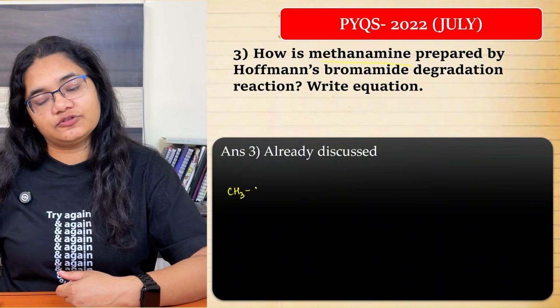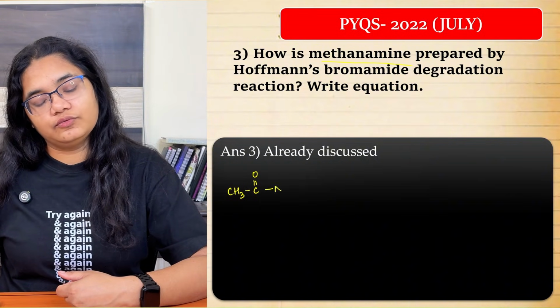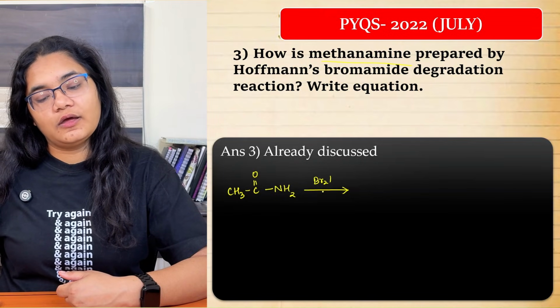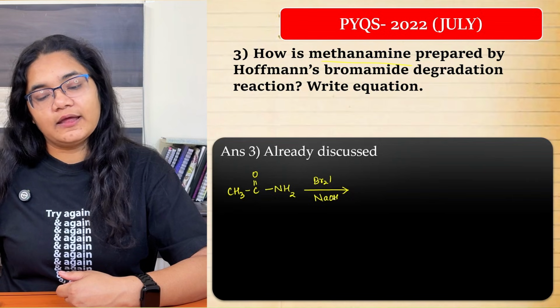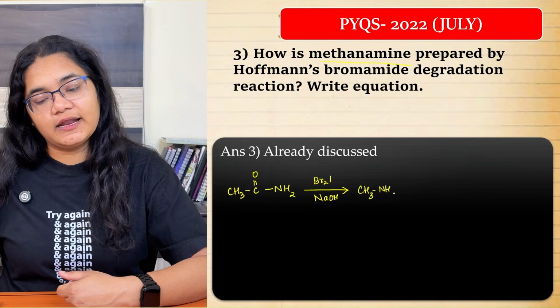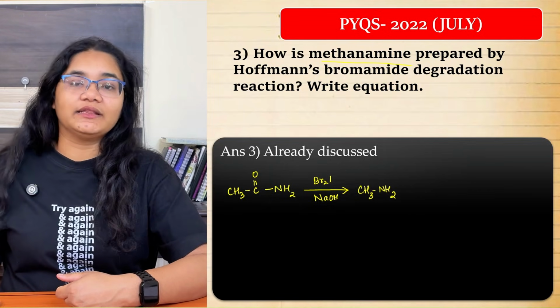So you have CH3CONH2. If you treat this one with Br2 and NaOH, then this CO group will be removed, and you will get CH3NH2, which is your methanamine.